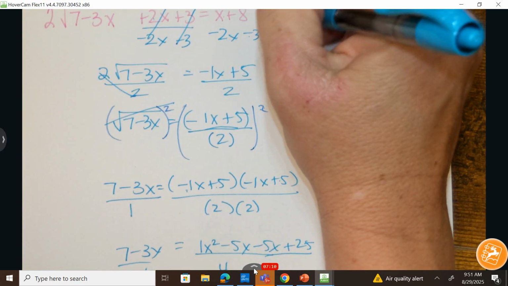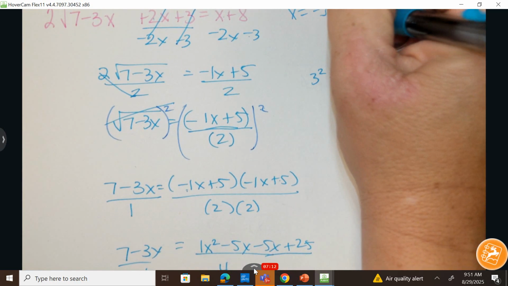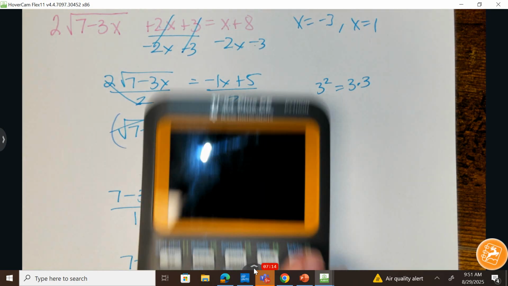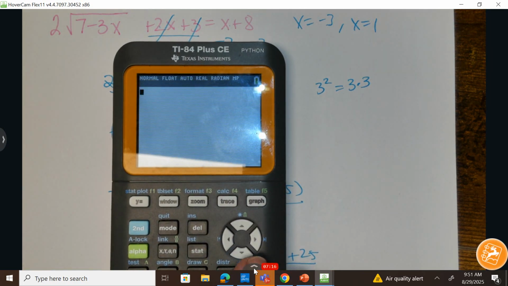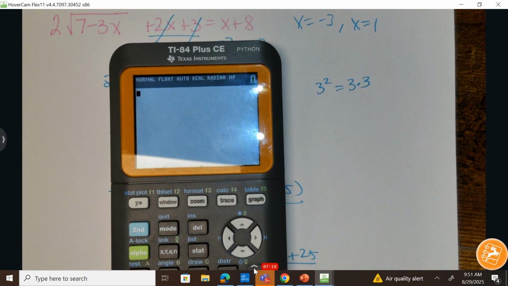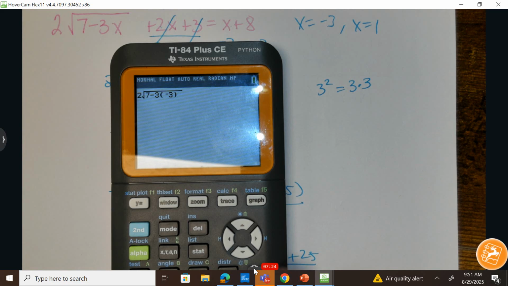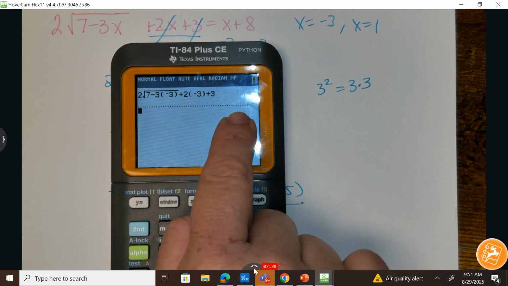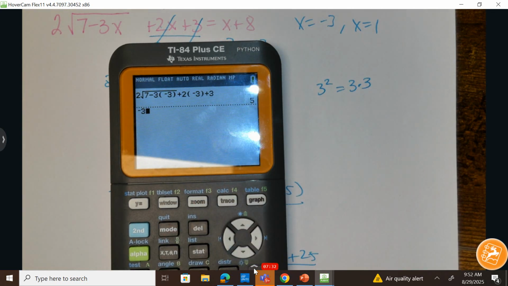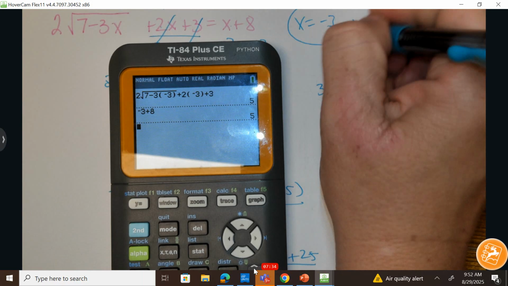So if I come up here, I now need to test negative 3 and positive 1. I'm grabbing my calculator, and I'm starting here. We have 2 times the square root of 7, subtract 3, times negative 3, go outside the square root, plus 2 times negative 3 plus 3. On the left, I have 5. On the right, I also have 5. That means this value works.